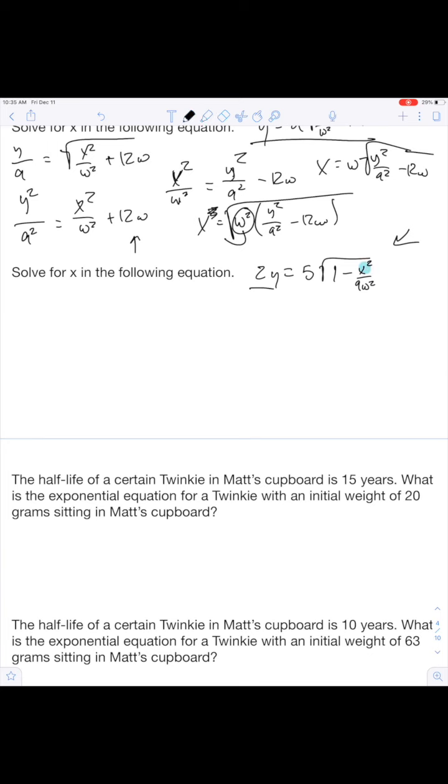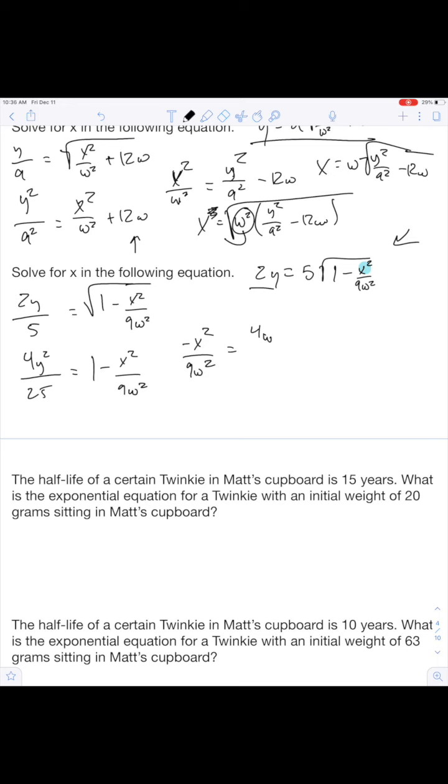So again, first things first, I divide by the 5. So I have 2y over 5 equals square root of 1 minus x squared over 9w squared. Fine. Square both sides. So now I have 4y squared over 25 equals 1 minus x squared over 9w squared. So now I'm going to subtract the 1, right? So I have negative x squared over 9w squared equals 4y squared over 25 minus 1.